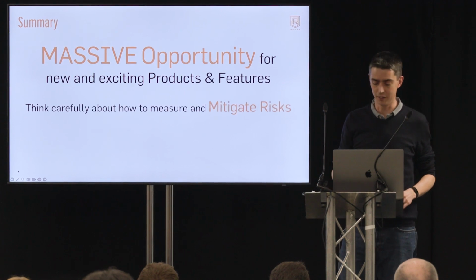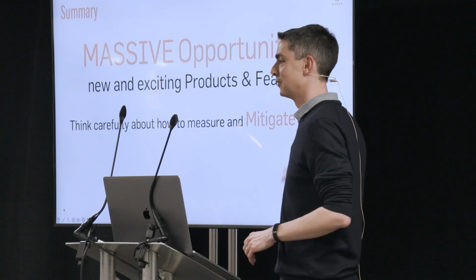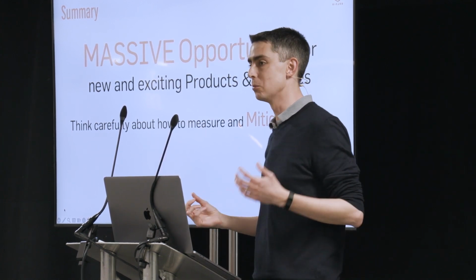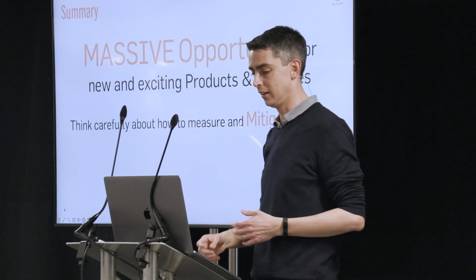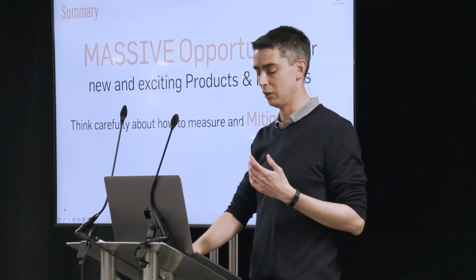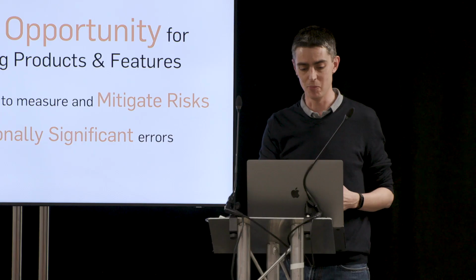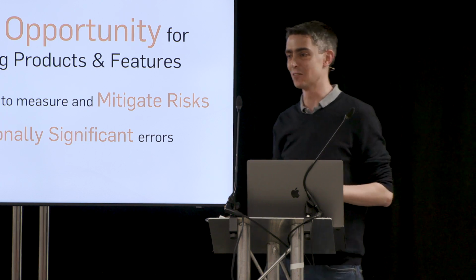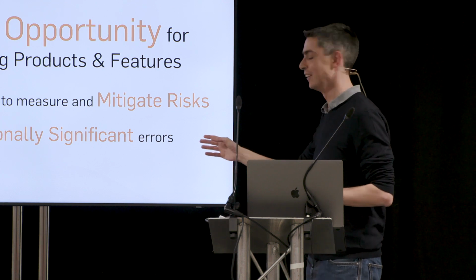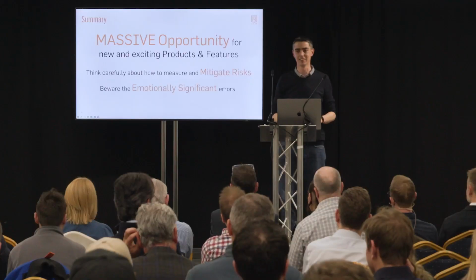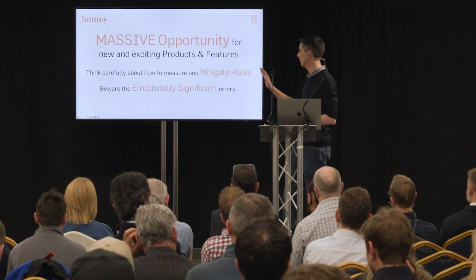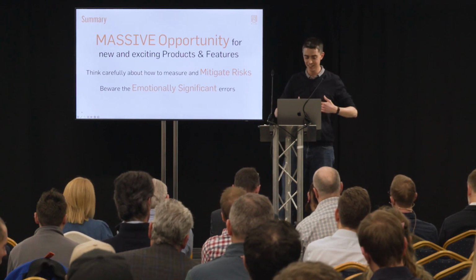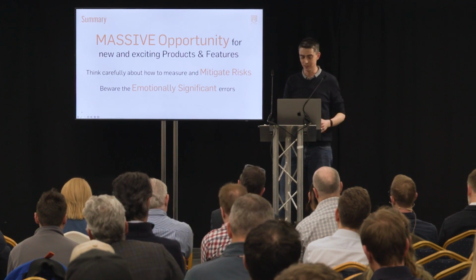I think the exact phrase, mitigating risks, was talked about in the previous talk, actually. There are risks, and you've got to be cognizant of them when you're designing your software. Beware the emotionally significant errors. I think that's something I've learned from hard practice, that not all errors are equal, and data scientists have this nice four-box model that completely ignores any emotional connection and reaction to inhuman errors.